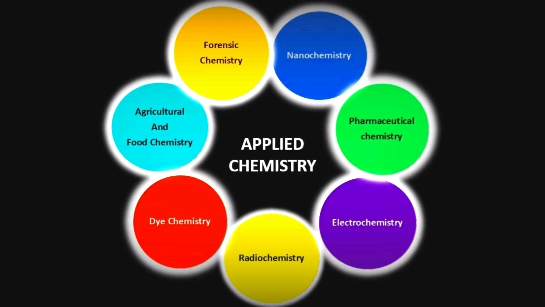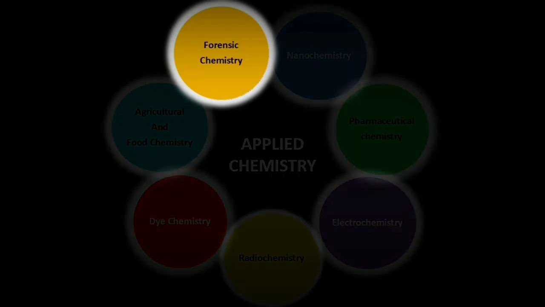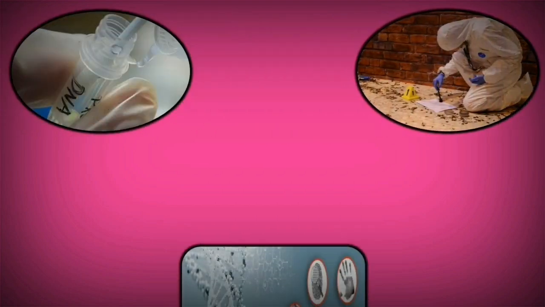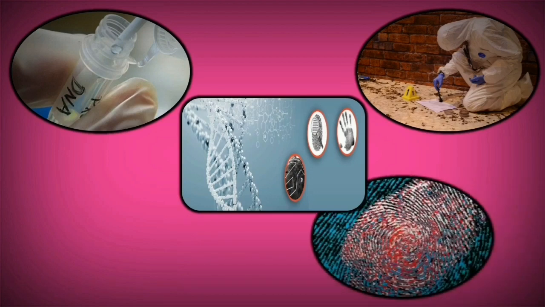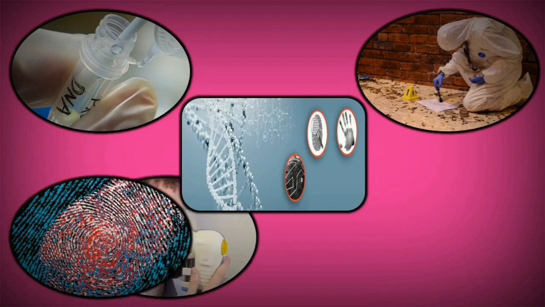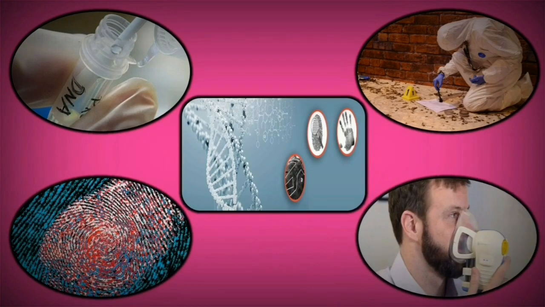Children, now we are going to discuss forensic chemistry. Forensic chemistry applies scientific principles, techniques and methods to the investigation of crime. Some important methods used in crime investigation by a forensic chemistry lab are fingerprint, biometrics, and alcohol test. Fingerprint is one of the most important evidences in crime investigation.